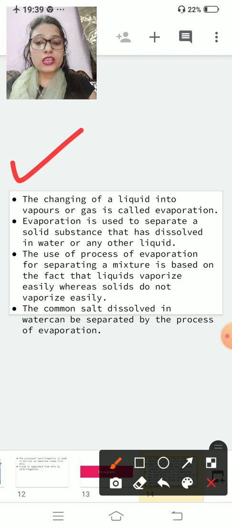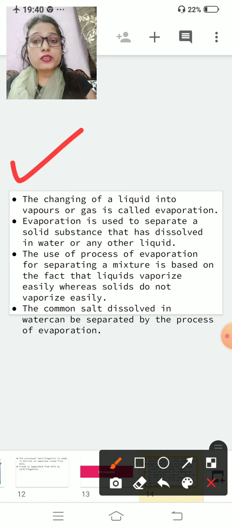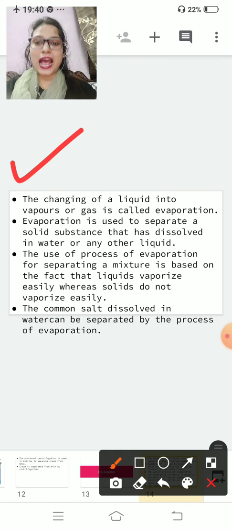The use of the process of evaporation for separating a mixture is based on the fact that liquids will vaporize and solids do not vaporize easily. Why will we use this method? Because we know that liquid will vaporize easily and solid will not. So when you use evaporation as a separation technique, what will happen? If you take a mixture of solid and liquid, for example salt and water, water will vaporize and salt will remain as it is. Like this you can separate a mixture of solid and a liquid by using evaporation.